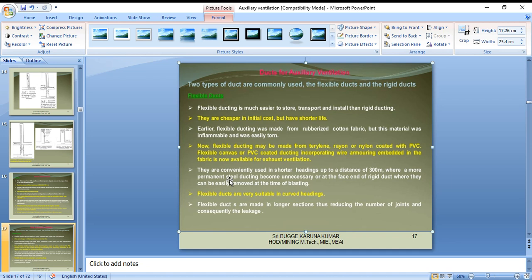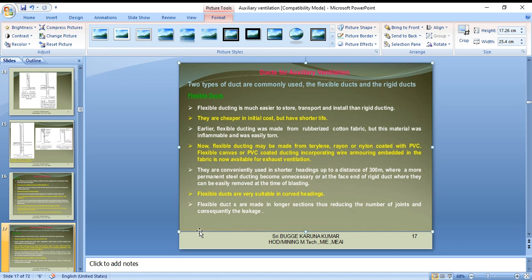They are conveniently used in shorter headings up to a distance of 300 meters, where a more permanent steel duct becomes unnecessary, or at the face end of the rigid duct, where they can easily be removed at the time of blasting. Flexible ducts are very suitable in curved headings.